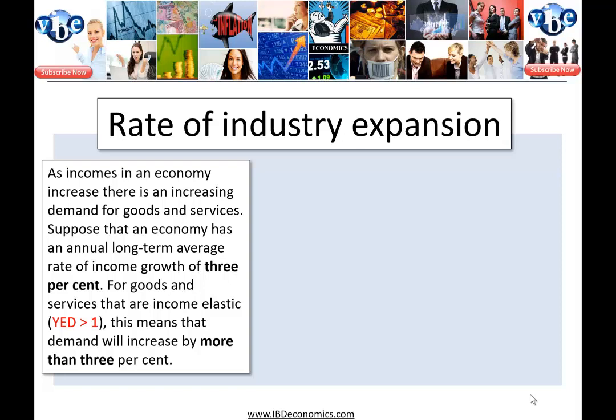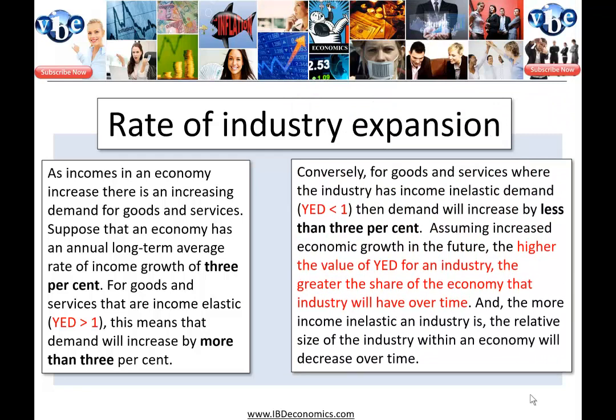Now, the rate of industry expansion. As incomes in an economy increase, there is an increasing demand for goods and services. So suppose that an economy has an annual long-term average rate of income growth of 3%. Now, for goods and services that are income elastic, so the YED is greater than 1, this means that demand is going to increase by more than 3%. Conversely, for goods and services where the industry has income inelastic demand, our YED is less than 1, then demand will increase by less than the 3%.